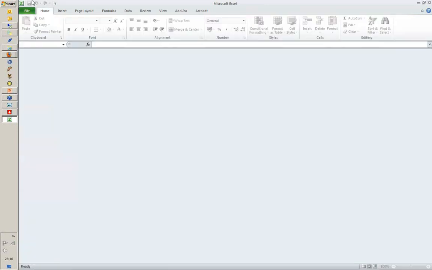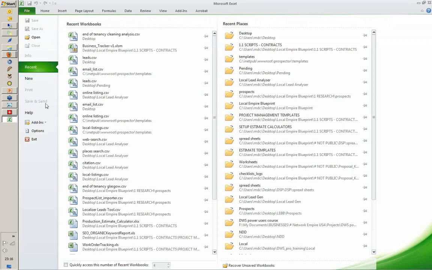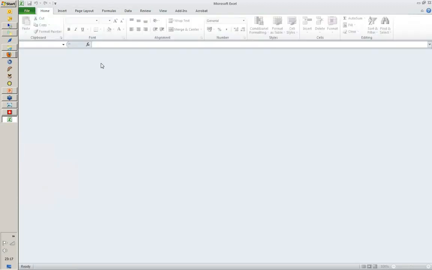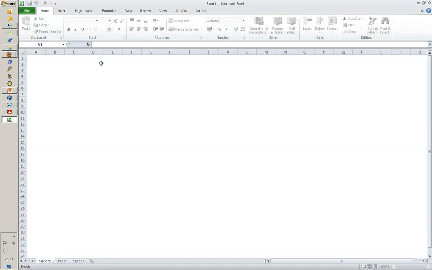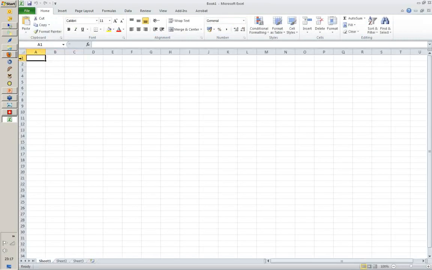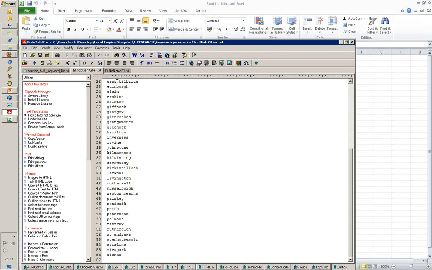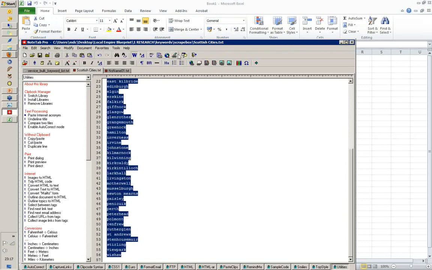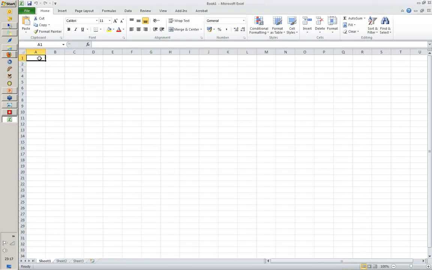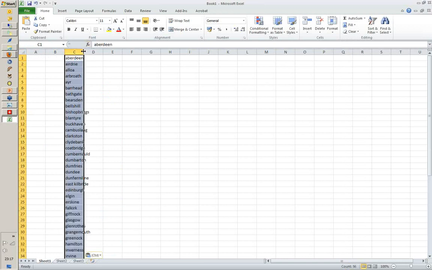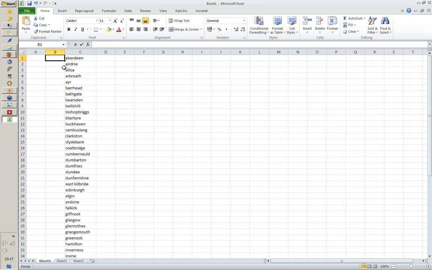Okay, what I'm doing now is I'm going to create a quick list. File, new. I'm going to copy up these locales that I got you. These are all the cities in Scotland. So I'm just going to stick that in here.